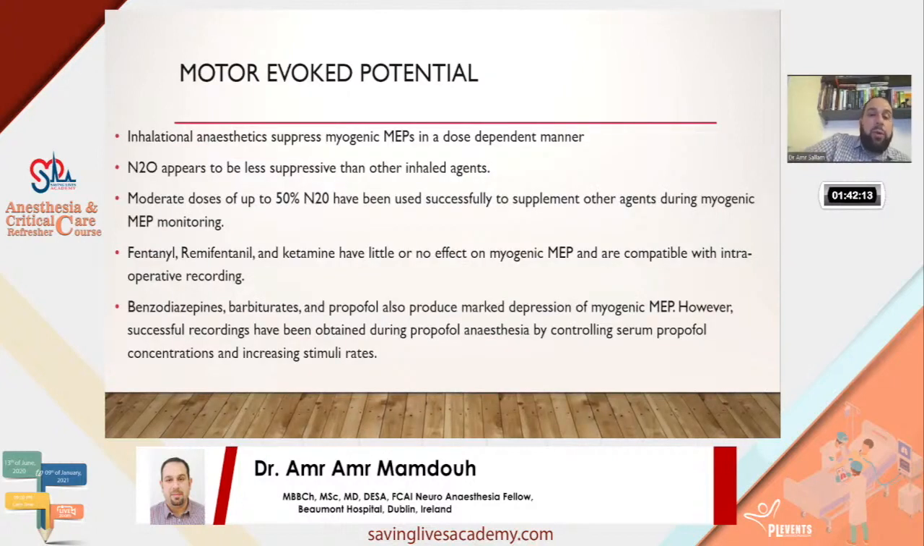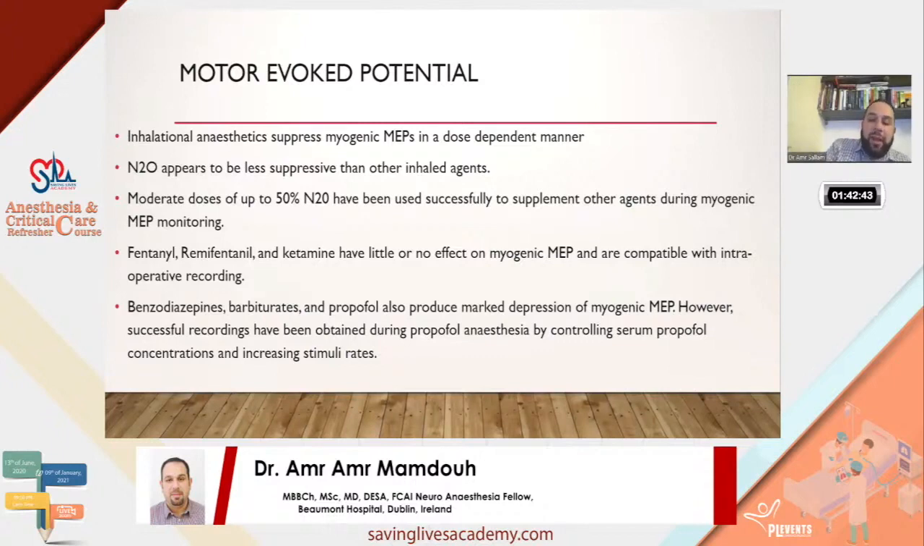The motor evoked potential is the same thing, but inhalation anesthetics inhibit the myogenic MEP in a dose-dependent manner, while moderate doses up to 50% have been successfully used to supplement other agents during MEP monitoring. So we can use inhalation agents in some sort of way. We are not preferring that. We are trying to avoid it as much as possible. But if we are stuck, we can use it in some situations.